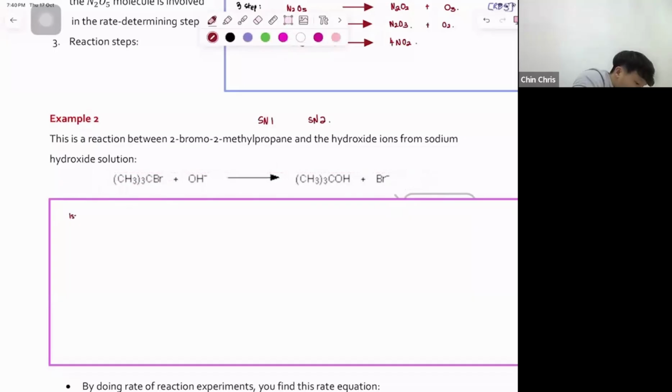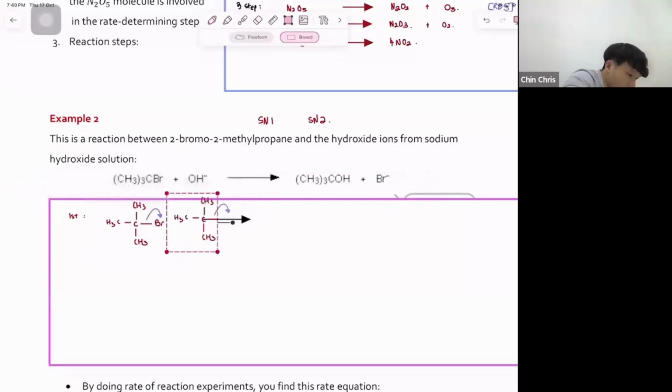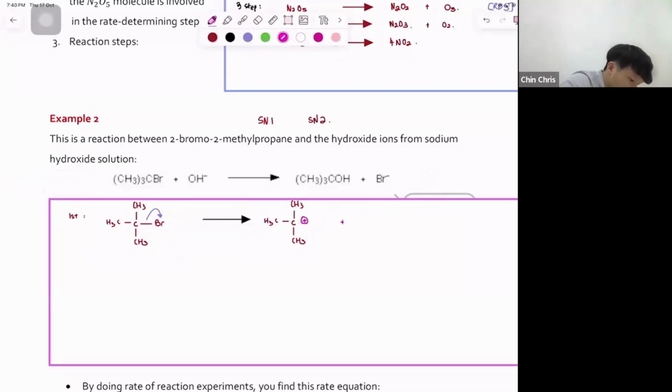So what do I have? My first step, I have a C-Br connected to a CH3, a CH3, and a CH3, correct? So the mechanism is, first step, this will break. I can propose this three-methyl group with a positive charge, and Br with a negative charge. Let's say this is my rate determining step, my RDS.